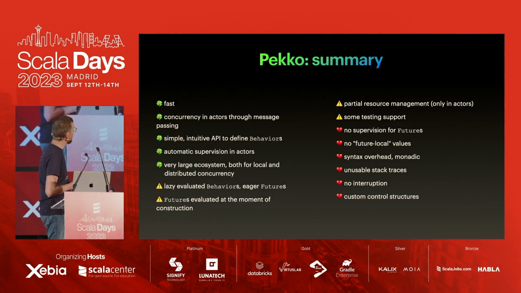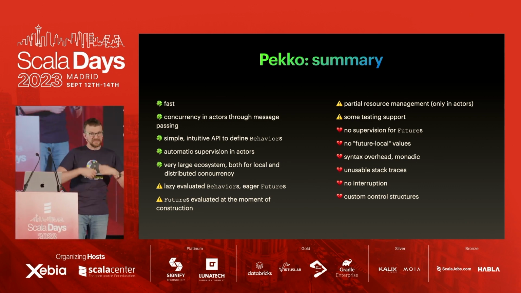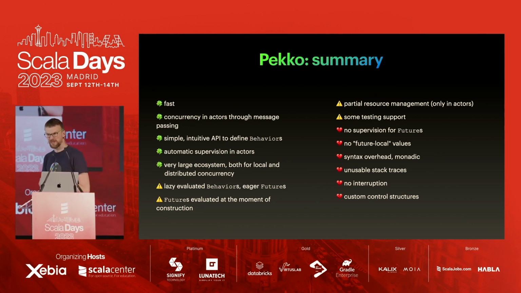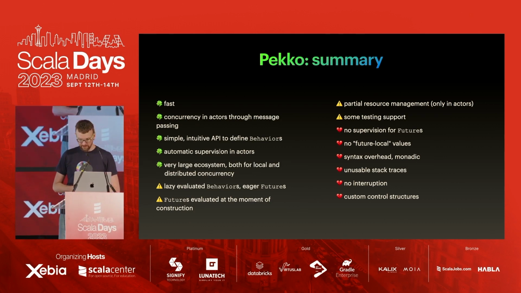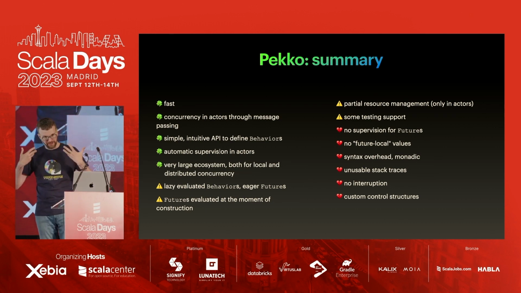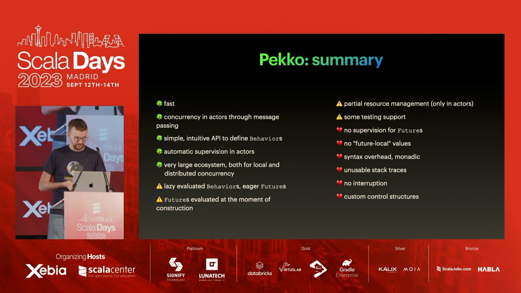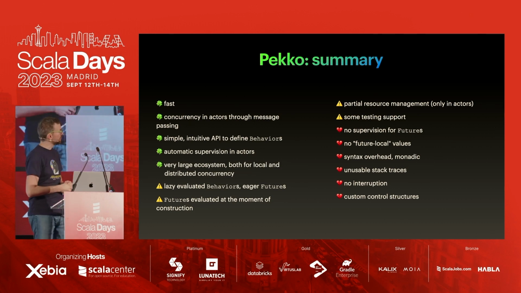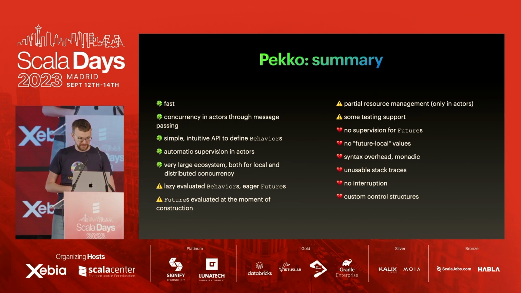So summarizing, in Pekko or in Akka, we have a single concurrency recipe, you might say, right? We've got the actors, which have a very clear mental model, and they are easy to understand. I think they are quite easy to learn as well. We've got the great API for defining actor behaviors. We've got automatic supervision in actors.